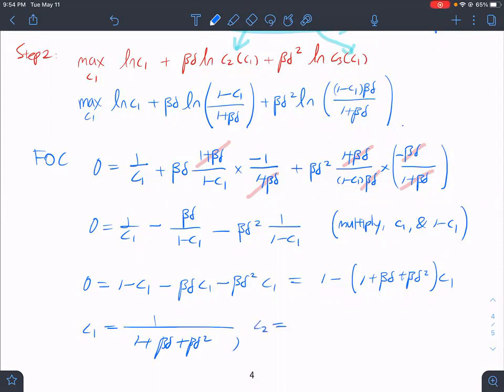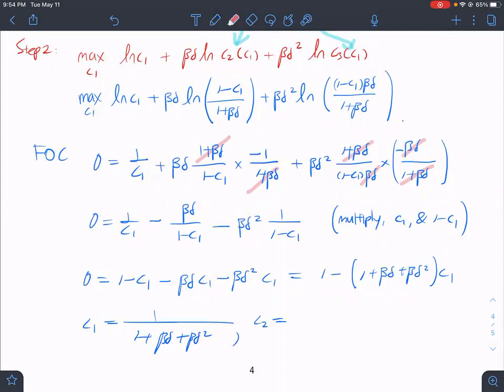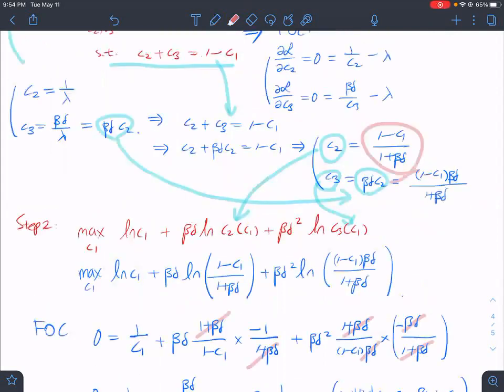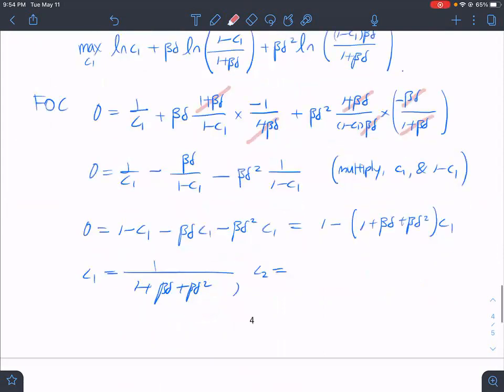Now C2 is this, okay, this guy, 1 minus C1. For this one, because the algebra is getting complicated, let me just plug in the values of beta and delta here. So beta was 1/3, delta was 1. If I solve this, it is 1 over 1 plus 1/3 plus 1/3, which is 3 over 5.